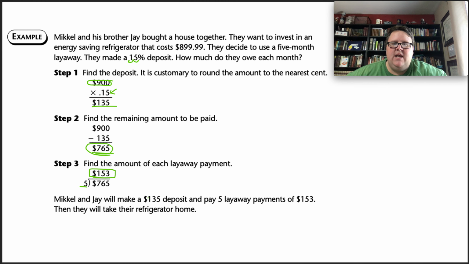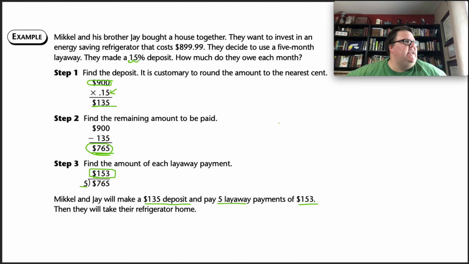It's 100 and, well, they have a typo here. And I didn't even notice that. No, it's 153, it's $153 per month. So they didn't make a mistake. I did. So they made a $135 deposit, and their 5 layaway payments of $153.